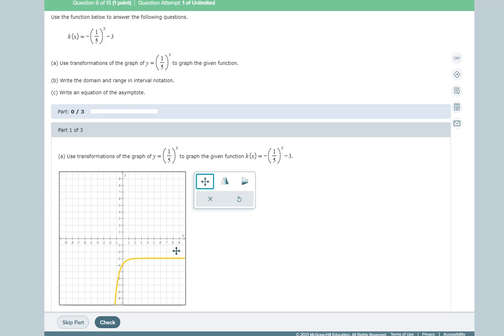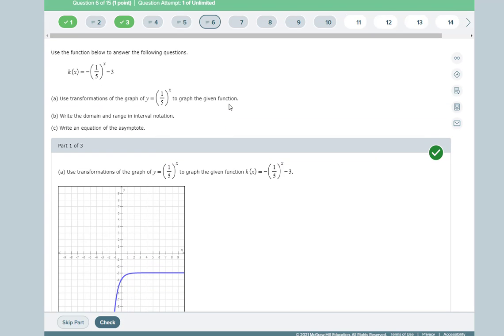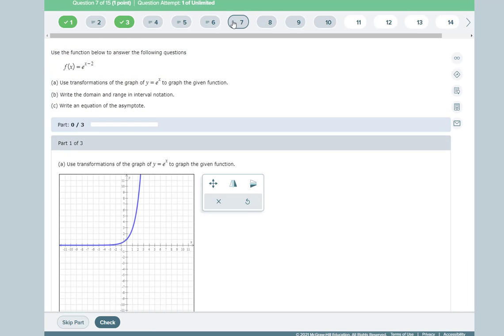And if we want to make sure that 0, negative 4 is on there, I always like to check that one point. If I put a 0 in, 1 over 5 to the 0 is 1. So we'll have negative 1 minus 3, which is negative 4. So 0, negative 4 is on there. That looks like it should check. Perfect.